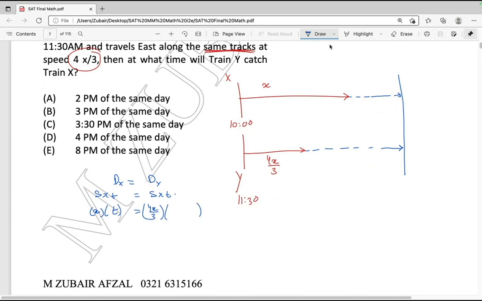Can anyone tell me what the time would be? This is the whole catch. You get the time correct, you get the correct answer.